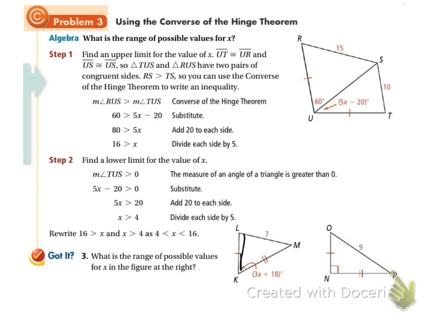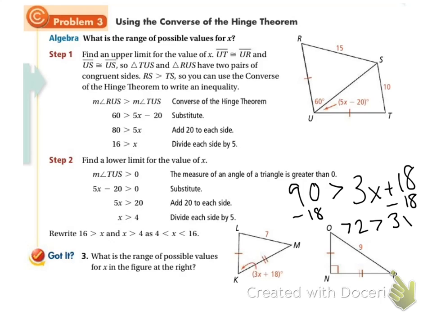So I've got this side congruent to this side, and this one congruent to this one, so I'm ready for my theorem. So this side is 9, and this one is 7. So this is the bigger side, which means this down here is the bigger angle. Remember, the square means 90, so that angle, 90, needs to be bigger than this angle over here, which is 3x plus 18. And then I'm going to solve it. So I'm going to subtract 18 from both sides. I get 72 is greater than 3x. Divide by 3, and I get that x is less than 24.